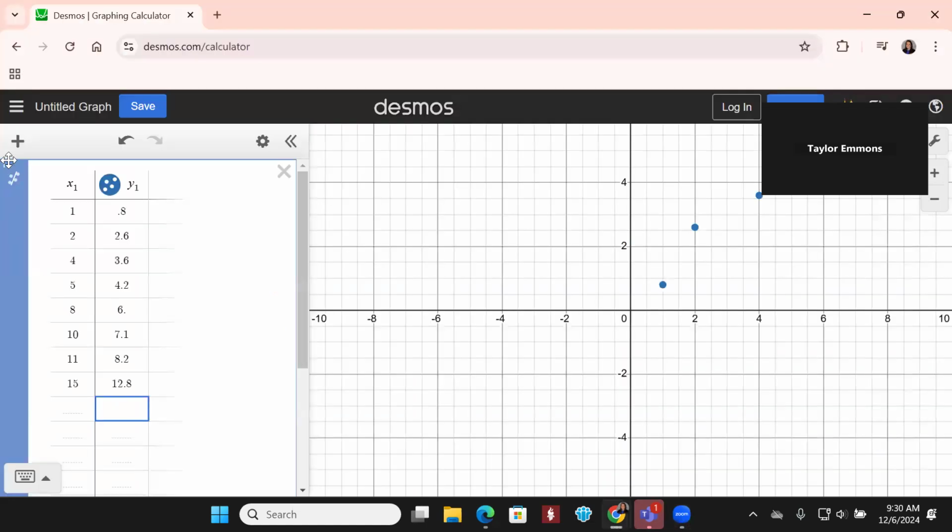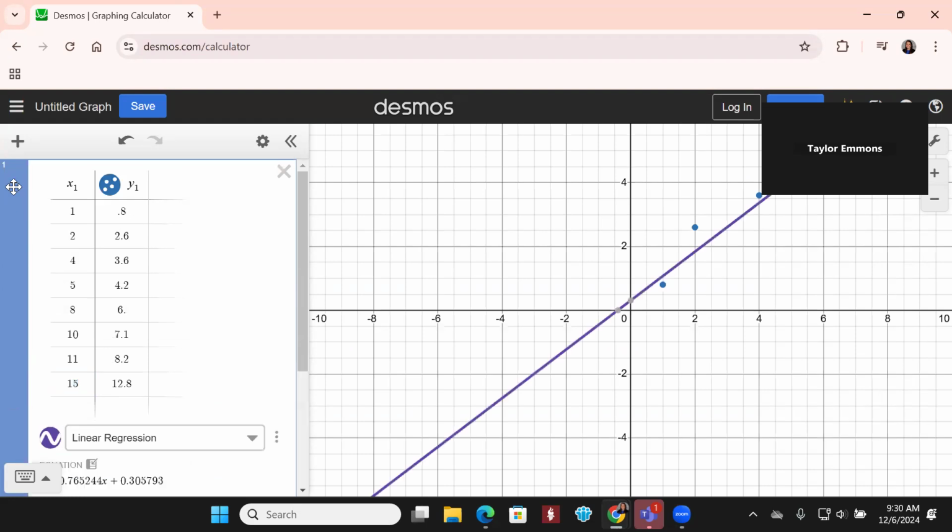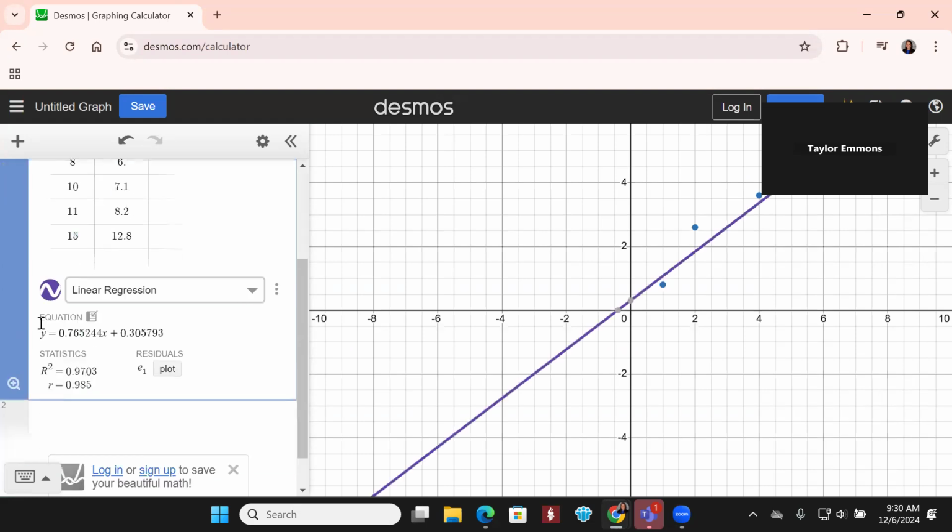If you have a certain Desmos, what you can do is just hit add regression line, and it should pop up. There we go. And there's my equation right there. Remember, round to 2 decimal places, don't write out the 7. So this would be 0.77x + 0.31. Here's my r squared, which is 0.97.